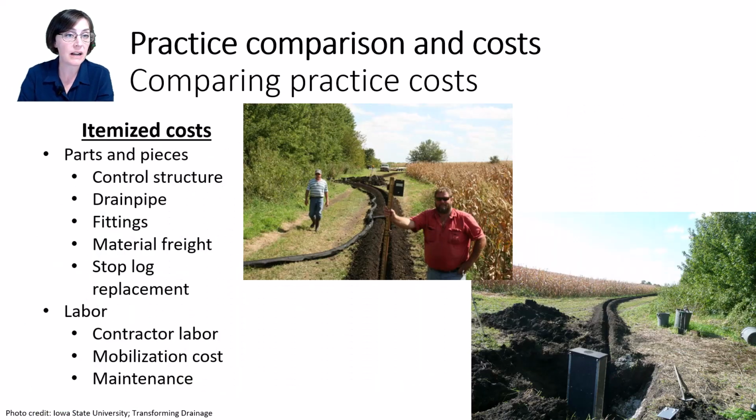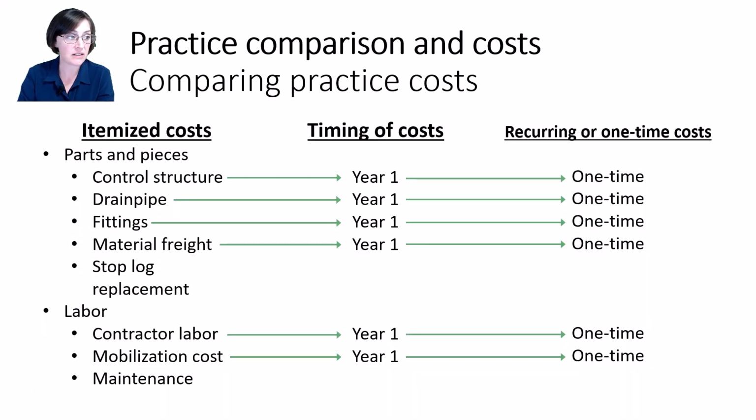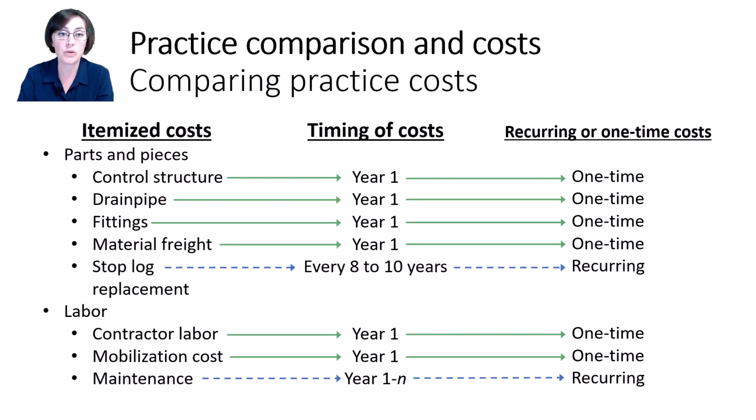And then back to our example, moving to the next columns in our table, most of these costs for this structural practice of saturated buffers occur in year one as a one-time cost, but you do see there are also a couple of recurring costs that occur throughout the practice life. This is why, to calculate the total cost of a given practice, the process of discounting is required.